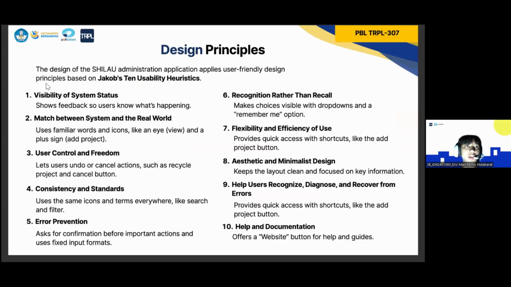Okay, for our design principles, we are based on Jakob Nielsen's 10 usability heuristics. The first one we use is visibility of system status, and two, match between system and the real world. Three, we use user control and freedom. Four, consistency and standards. Five, error prevention. Six, recognition rather than recall. And seven, flexibility and efficiency of use. Eight, aesthetic and minimalist design. Nine, help users recognize, diagnose, and recover from errors. And last, help and documentation.